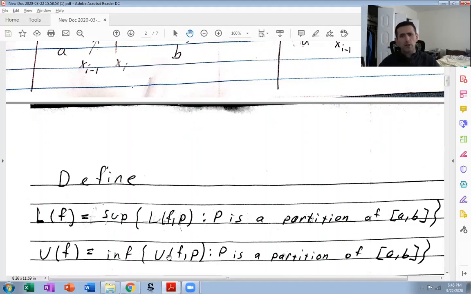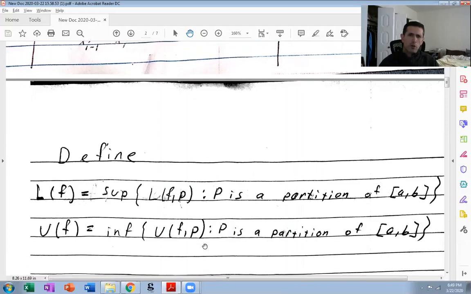And the same thing here: as the width of each partition interval gets smaller and smaller, the Riemann upper sums get smaller and smaller, and they start to approach a number that should be what the area under the curve is. In particular, as the size of each partition interval gets smaller, these two quantities should start to approach each other and approach what should be the area under the curve.